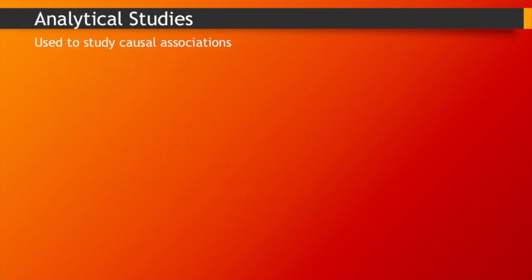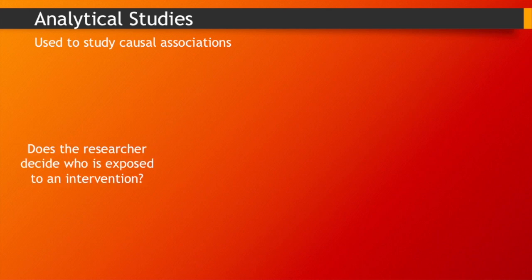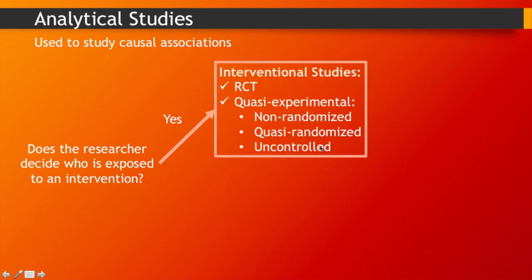Now, analytical studies are used to study causal associations, and there are two main types, based on whether the researcher decides who is exposed to an intervention. If the researcher decides who is exposed to an intervention, then these are interventional studies, the leading one of which is randomized controlled trials. Other forms of interventional studies which are sometimes done are quasi-experimental trials, such as non-randomized trials, quasi-randomized trials, or uncontrolled trials, which are sometimes done for practical or ethical considerations. And these interventional studies help establish causation.